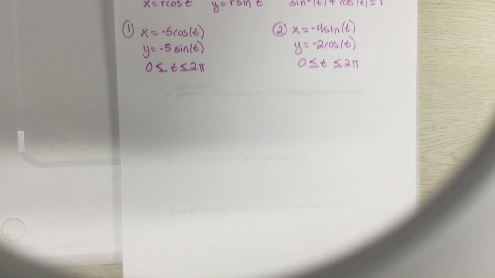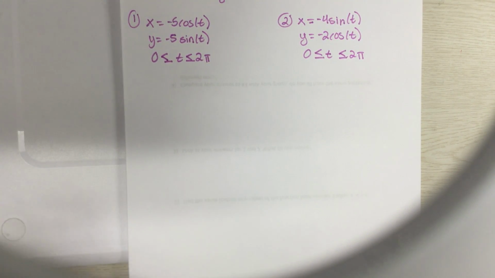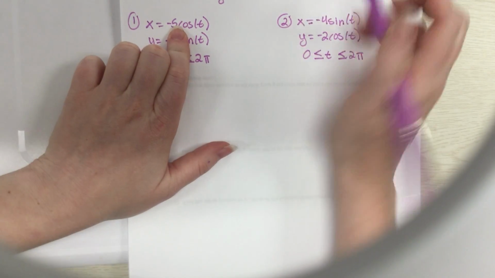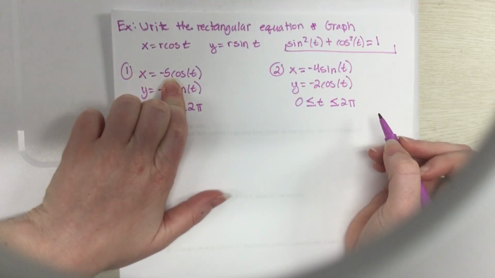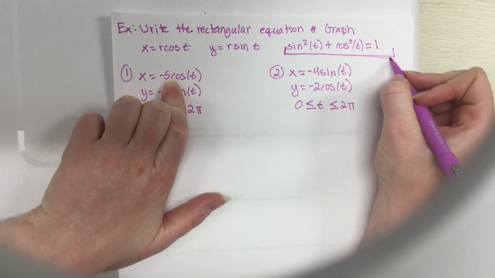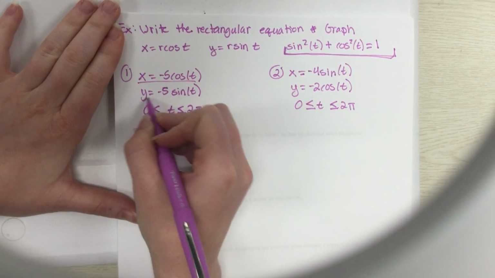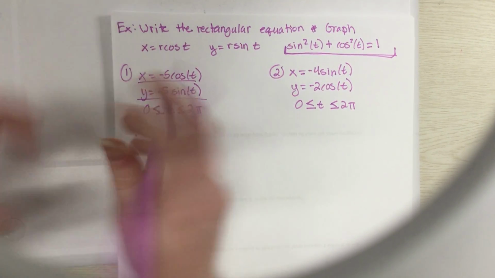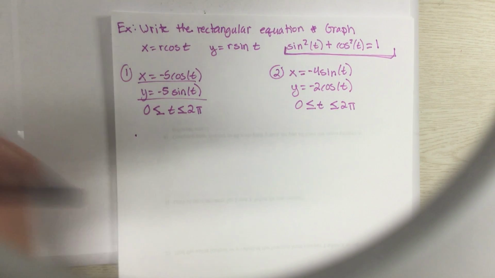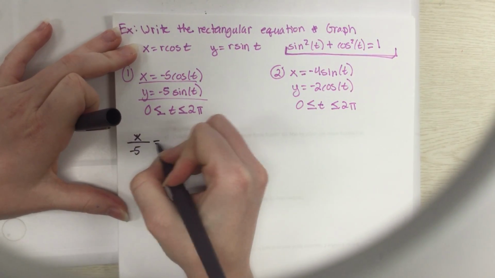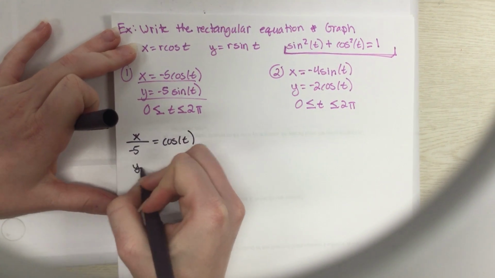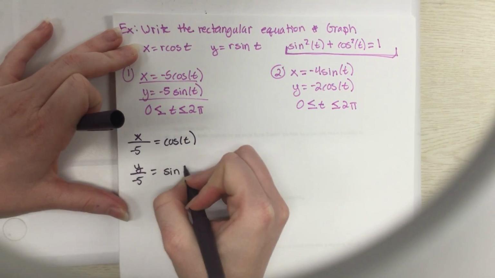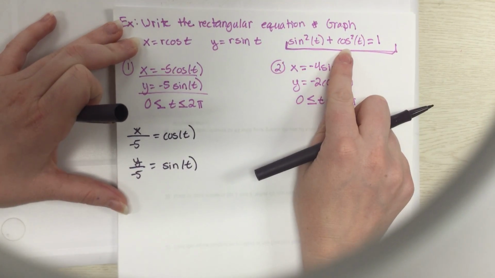So we're going to do the circle one first. We have x equals -5 cosine of t and y equals -5 sine of t. What we really want to plug this into is our favorite thing, sine squared plus cosine squared equals 1. So I need to solve for sine and cosine. We have x over -5 equals the cosine of t, and y over -5 equals the sine of t. And I'm going to plug that in there.